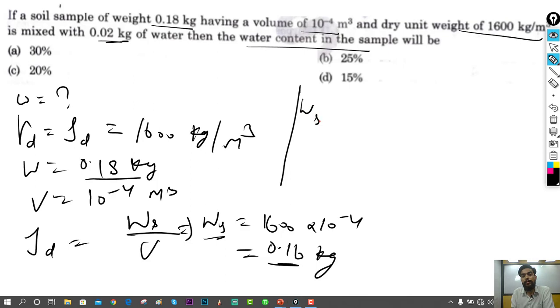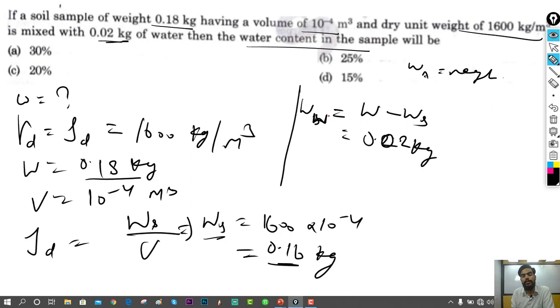So we can determine the weight of water. The weight of water is equal to total weight minus weight of solid, because we know that the weight of air is negligible in a soil sample. So the weight of water is total weight minus weight of solid, which is 0.18 minus 0.16, equals 0.02 kg. And we know the water content that is mixed in the soil is 0.02 kg.